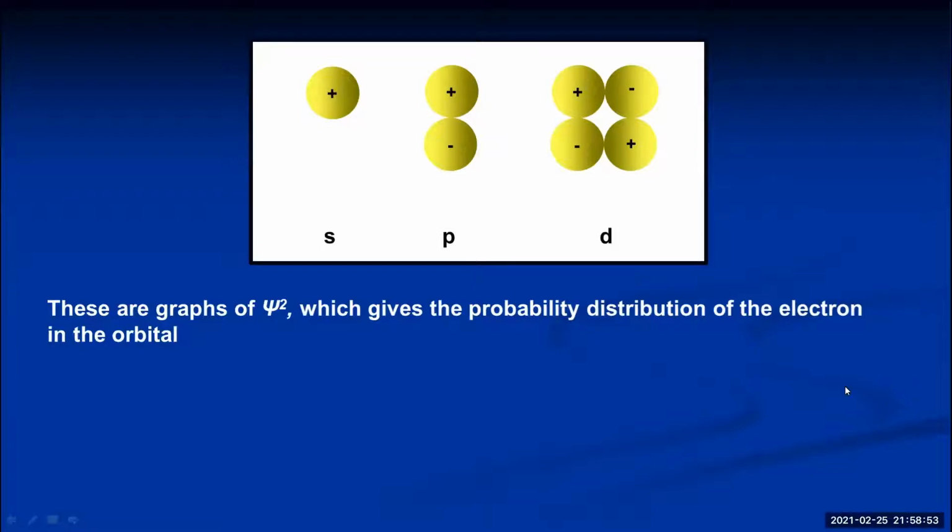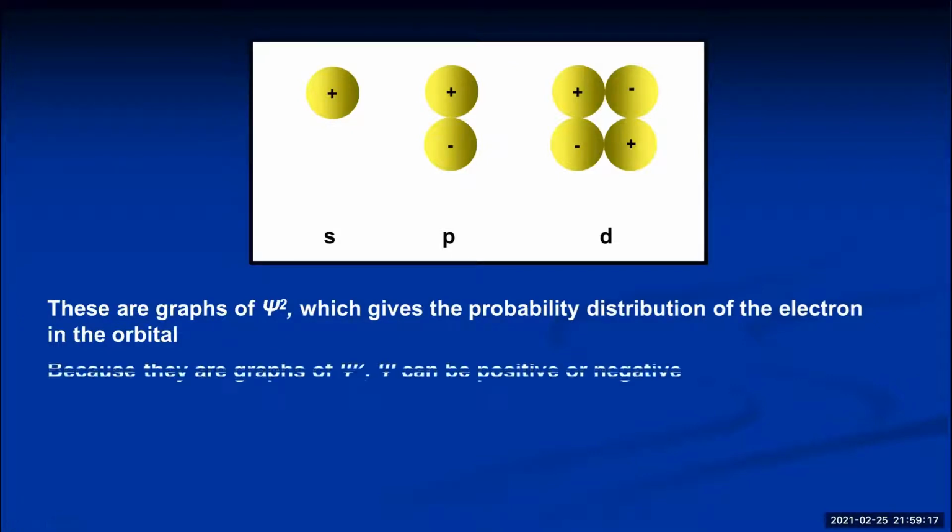I don't know. Those positives and negatives you see in the different lobes of different orbitals have nothing to do with the nucleus, nothing to do with the charge of an electron. The electron is always negative. It has to do with the wave function psi. Remember, these are graphs of psi squared. So what is the significance? That means psi could either be positive or negative, because when you square it, you're always going to get a positive number.